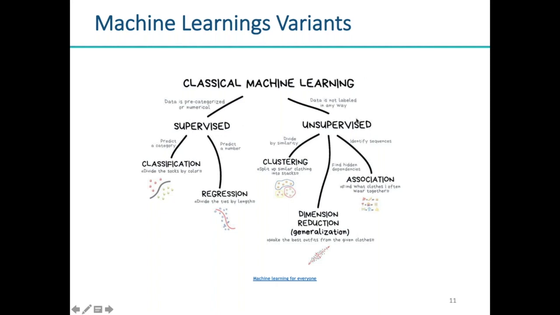In supervised and unsupervised learning, we have different categories. In supervised learning, we have two different tasks, classification and regression. And in unsupervised learning, we have clustering, dimension reduction, and association. What we will cover this week is classification, regression, and clustering. Two of them are supervised learning, and one of them is unsupervised. So let's take a brief look at these three categories.